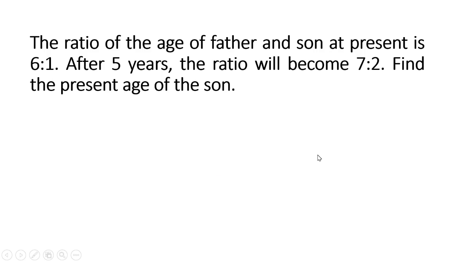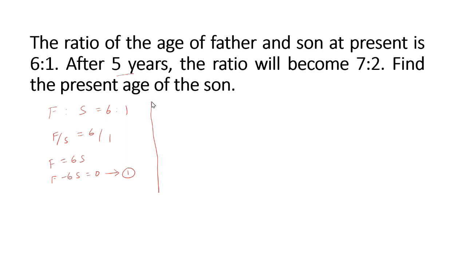Moving on to the next question. The ratio of the age of father and son at present is 6:1. After 5 years, the ratio will become 7:2. Find the present age of the son. Let us break down this. They have given that the ratio of age of father and son at present is 6:1. On cross multiplication, F is equal to 6S, F minus 6S is equal to 0. Consider this as equation 1.